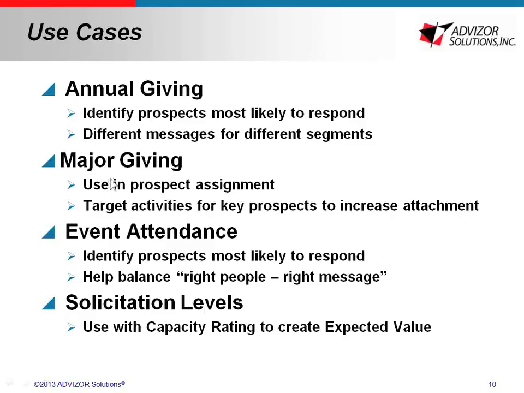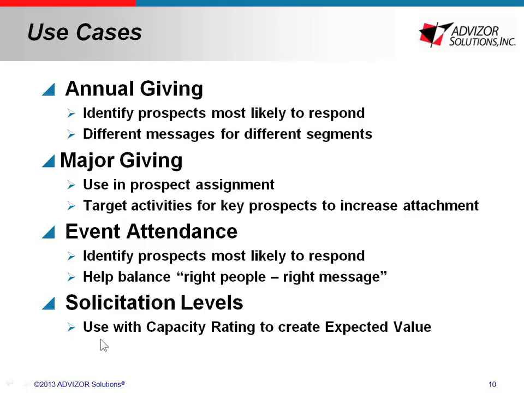In major giving, we use it in prospect assignment, and also targeting activities for key prospects to increase attachment. So if you have a high-rated prospect who is non-engaged or just a participant, you want to focus activities and engagement development to move that person from the left to the right on that chart. In event attendance, the same thing. This helps you identify which prospects are most likely to respond to events and helps balance in getting the right message to the right people.